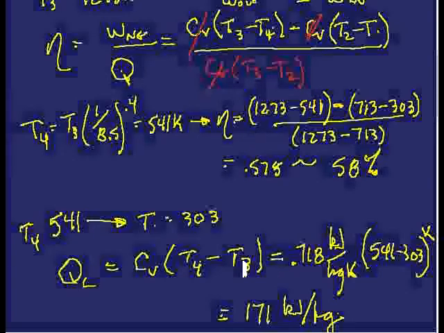Kilojoules per kilogram. And that takes care of the Otto cycle part of this quiz. This is problems 1 and 2 on the Otto cycle.